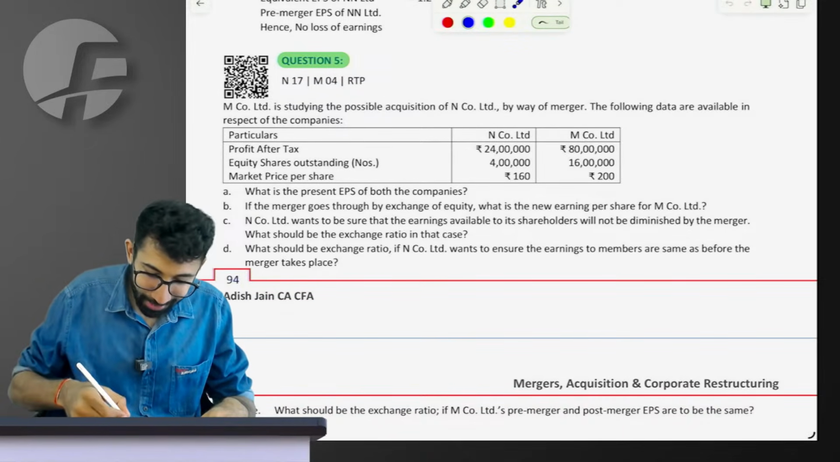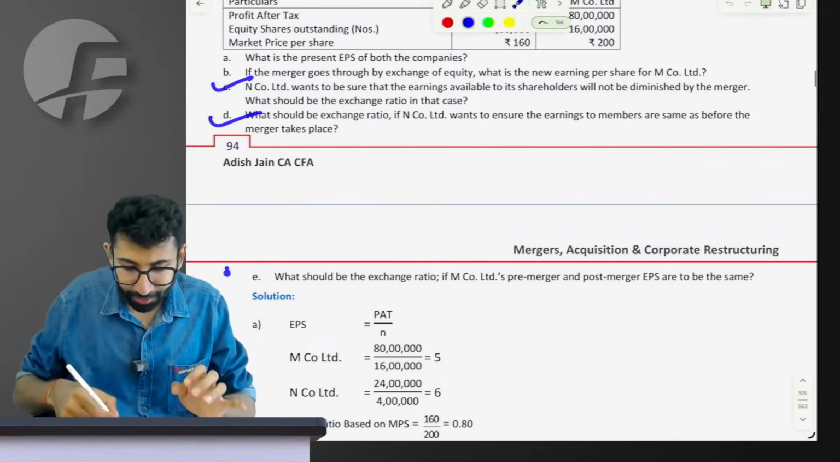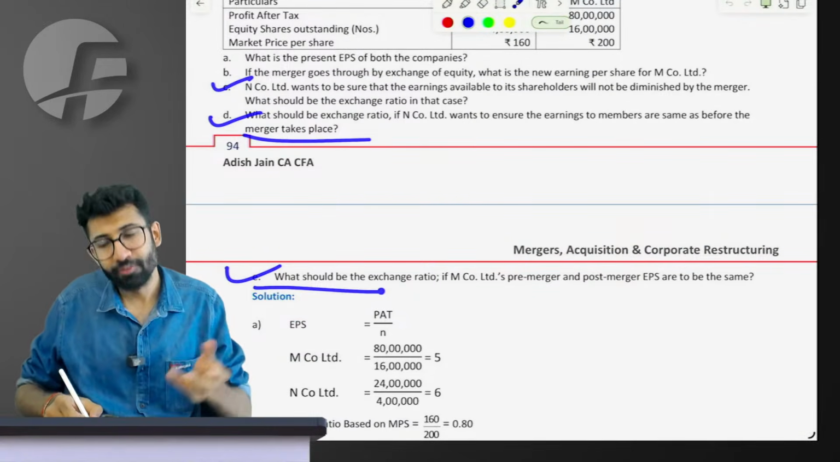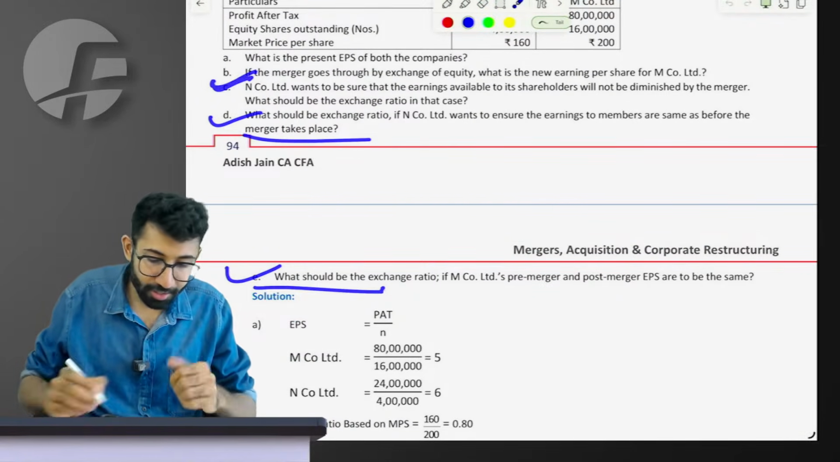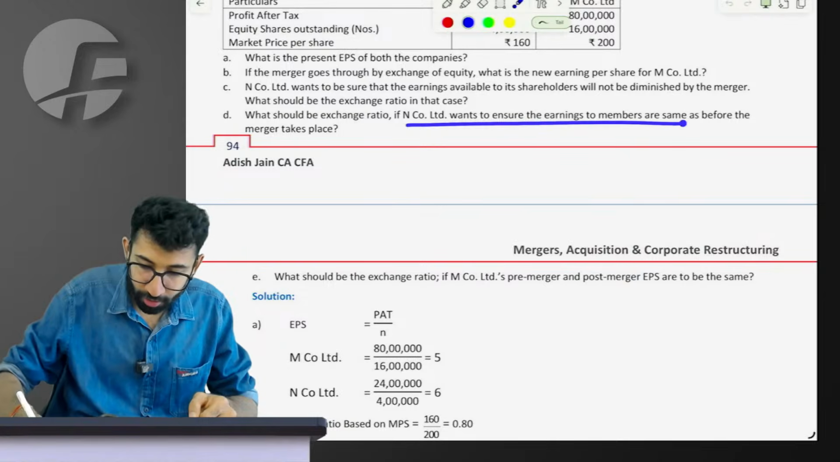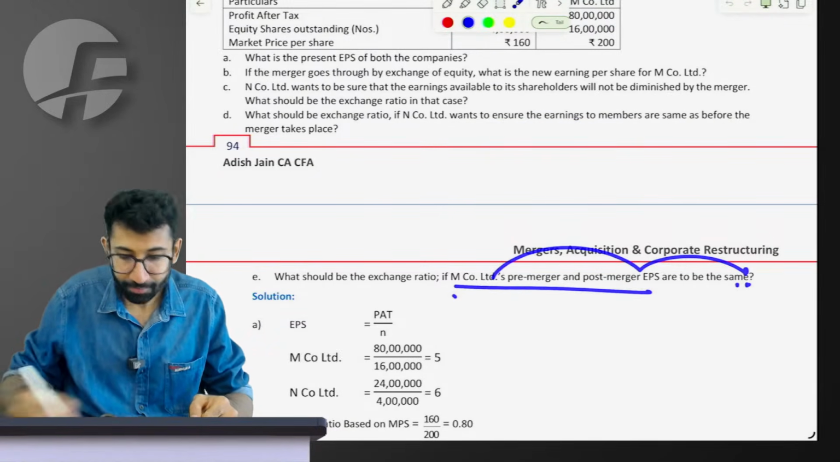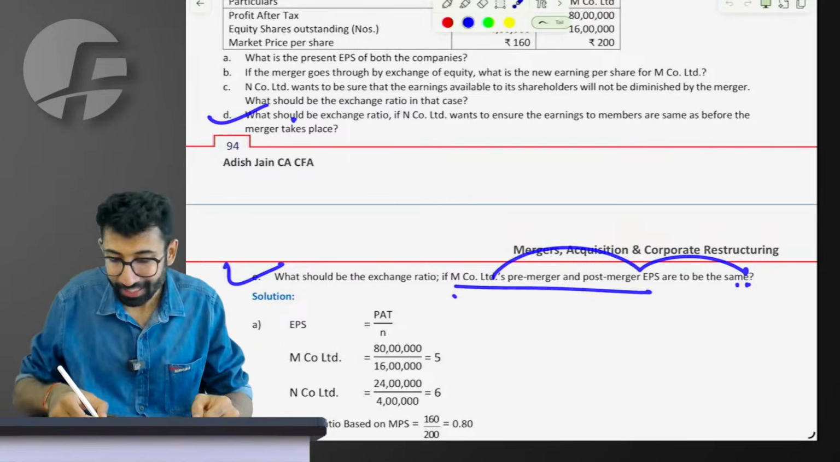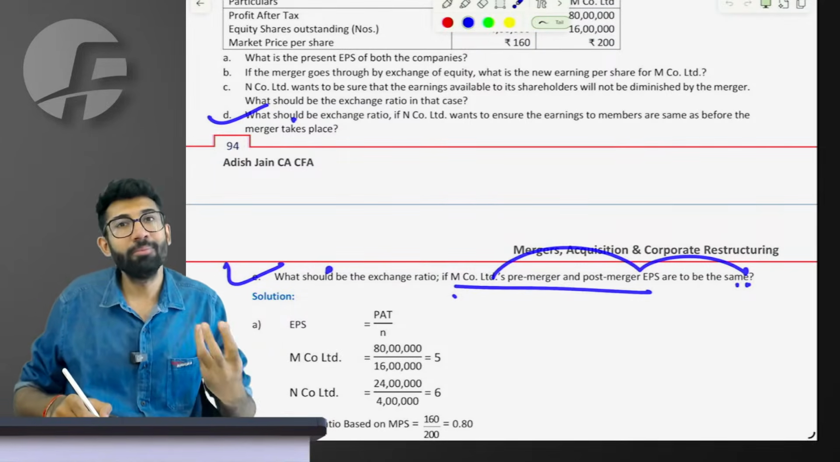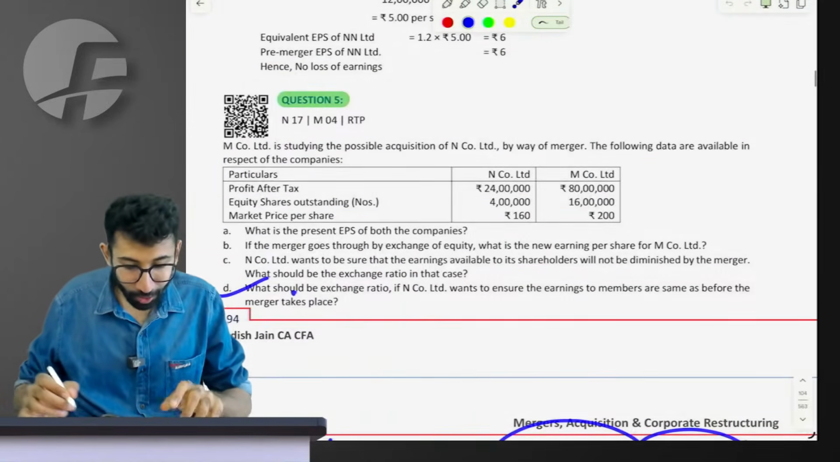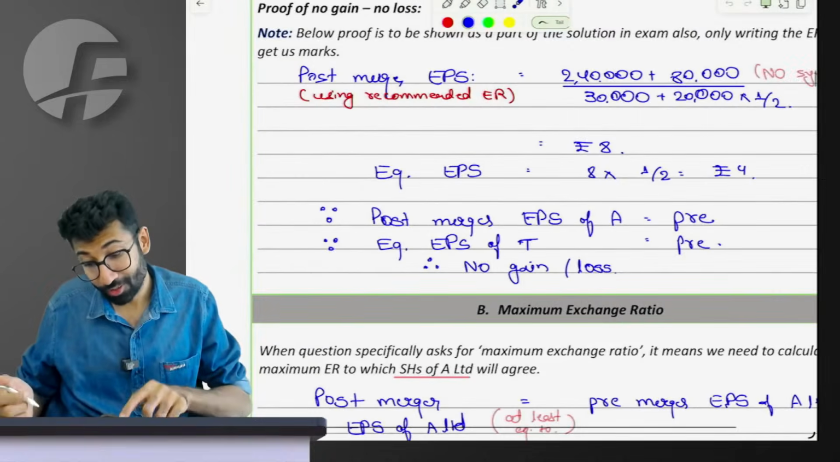So, C part of the question is clear. If you later read part number D and E, you will observe it is the same thing asked as C, just in another language. They want to ensure earnings are the same as before. They want to ensure pre and post are the same. The language of part number D and E is changed, but ultimately it is the same as part number C. Question fifth gets done. And now I'll take you to the next concept.